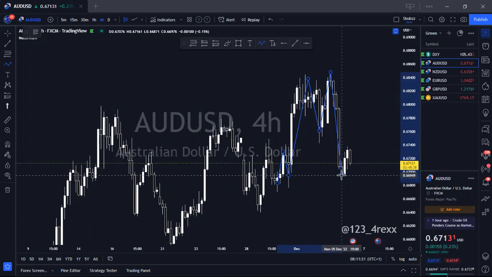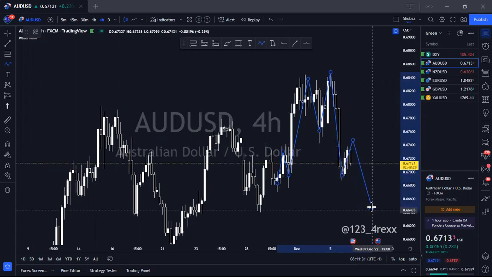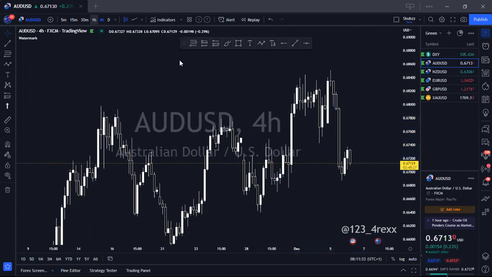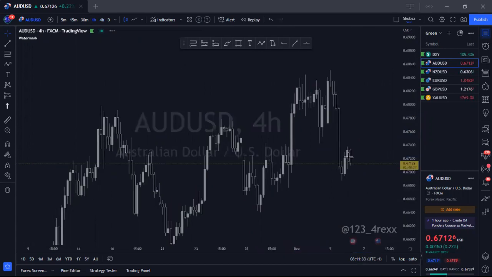So now we are basically trying to create what? We have created a lower low. We're trying to create a lower high before we can create the next lower low. So we're bearish right now on AUDUSD. Let's go back to our 1H and look at what opportunities we can get.